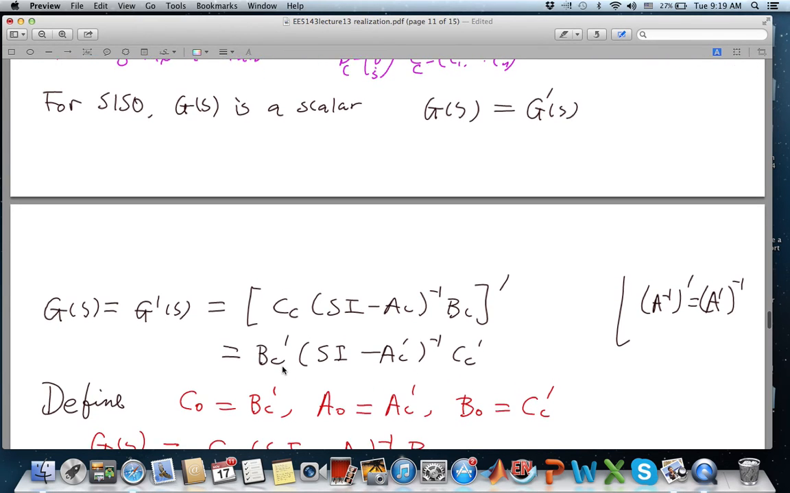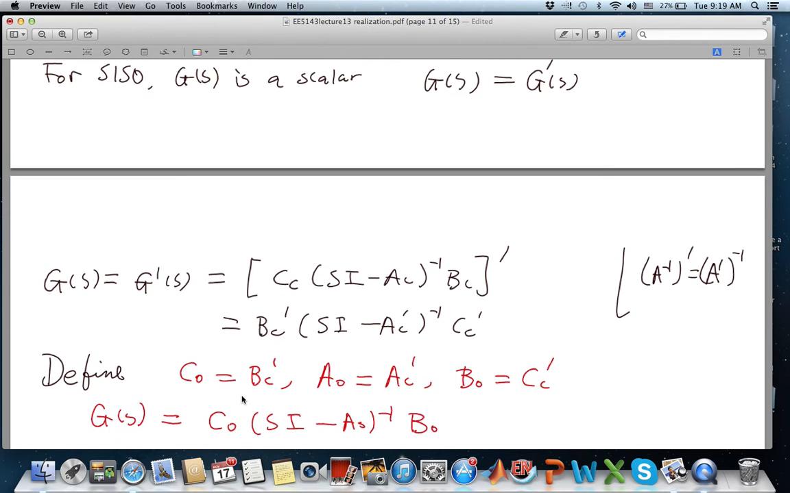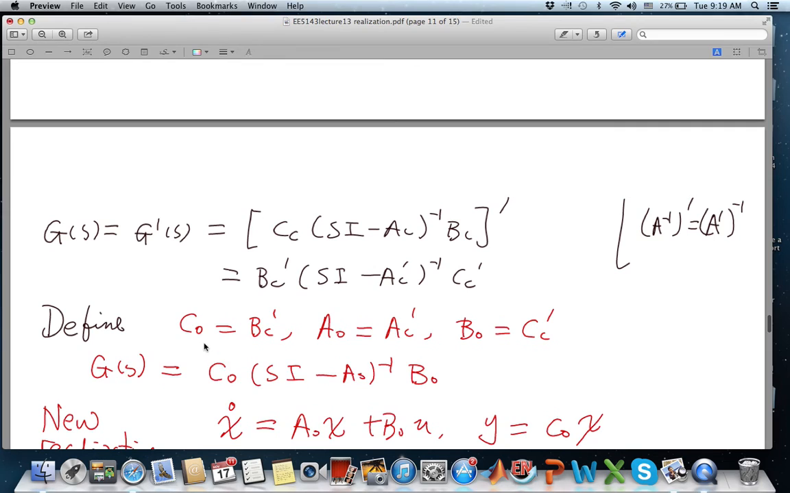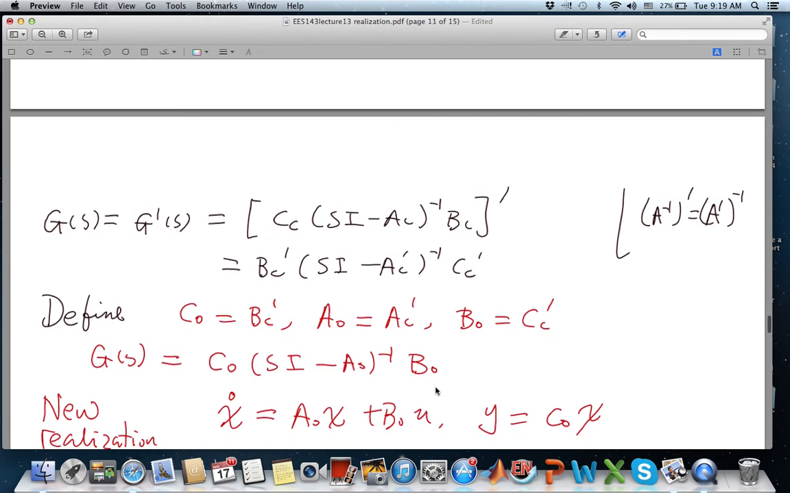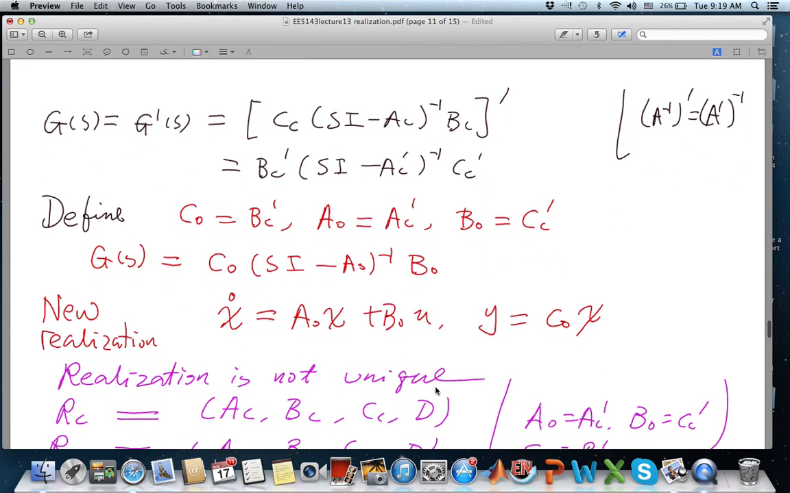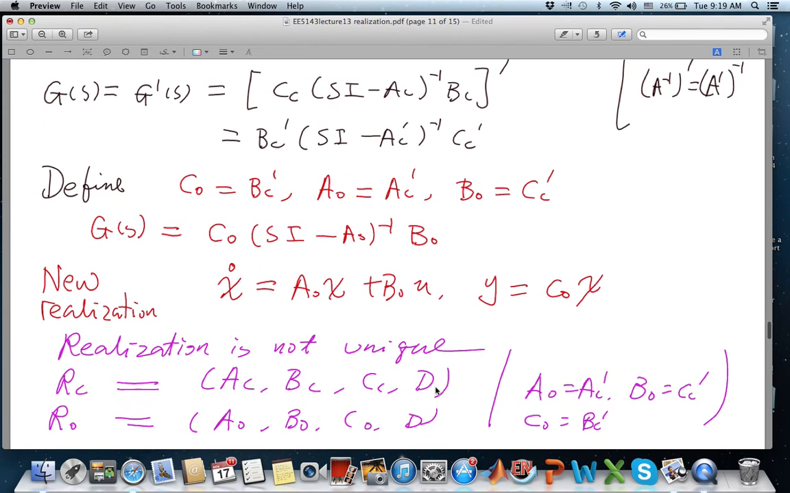So if we define another matrix realization, which is going to be CO equals BC transpose, AO equals AC transpose, BO equals CC transpose, then the transfer function is going to be CO (sI minus AO) inverse times BO, which is going to be exactly the same transfer function. And then with this new realization, I want to check its observability again.